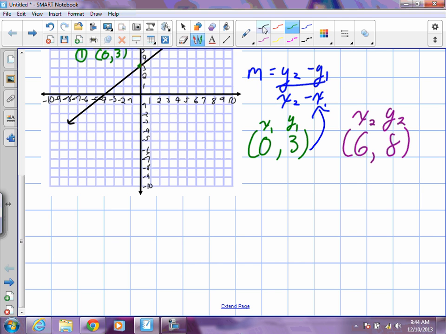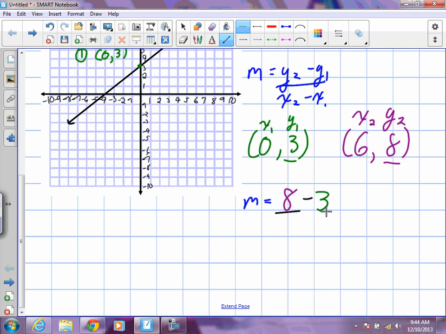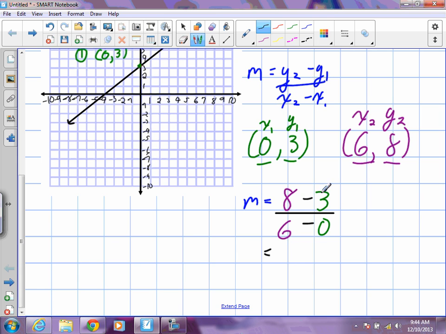So, m is equal to y2, which is in purple here, 8, subtract y1, which is in green, 3, divided by x2, which is in purple, 6, subtracted by x1, which is our green, 0. So if we go to equate this, what is 8 subtract 3? And 6 subtract 0? 6. What's the slope of this equation? 5 over 6, which is also known as the rise over the run.